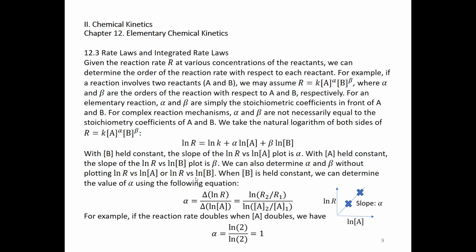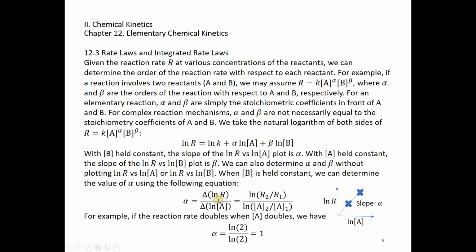It's simply because if B is held constant, and we have the value of the reaction rate at two different concentrations of A, we can do this. Alpha is the change of ln R over the change of ln A. On top it's ln R. Why is this? If you look at this, basically it's the slope of ln R versus ln A. And then we just plug in the values.